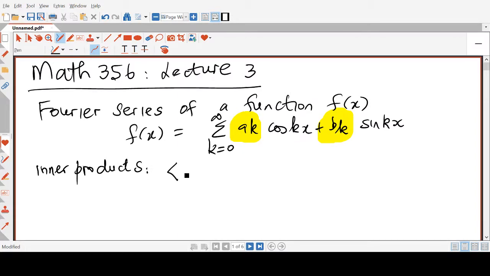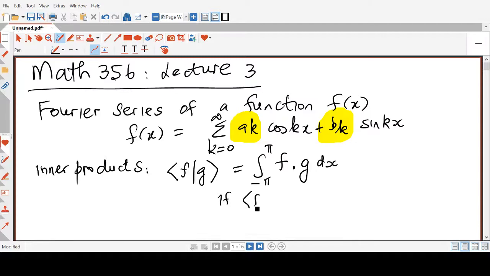And a brief definition: this bracket <f, g> is defined to be the integral from minus pi to plus pi of f multiplied by g dx. So the inner product is just the integral of the product of the two functions. And if <f, g> is 0, then we say f and g are, what's the word? Orthogonal. It doesn't mean that they are perpendicular in some sense. It's just a word, because inner product carries the same meaning as dot product. So when the dot product is 0, it means that two vectors are perpendicular. Here we are not dealing with vectors.